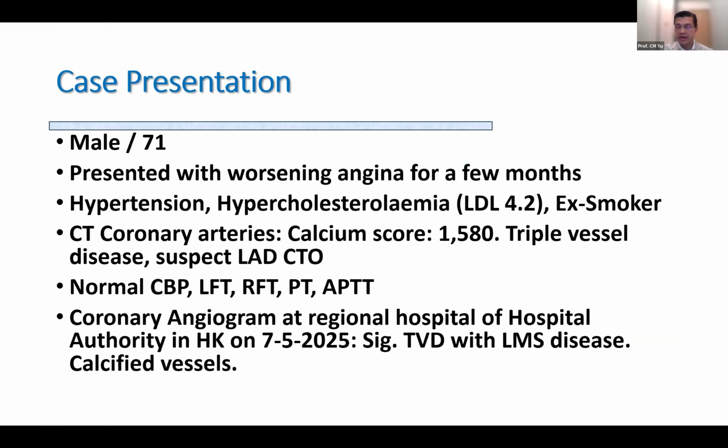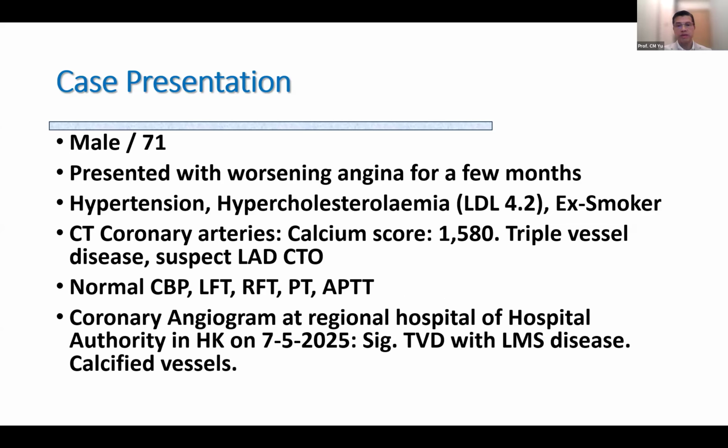We have encountered a 70-year-old gentleman who had been presenting with worsening angina for a few months. He had underlying hypertension, high cholesterol level, LDL 4.2. He's an ex-smoker. He got the CT coronary angiogram done, which showed a very high calcium score, 1,500 plus. He has triple vessel disease, and from the CT, the LAD chronic total occlusion, or CTO, was suspected.